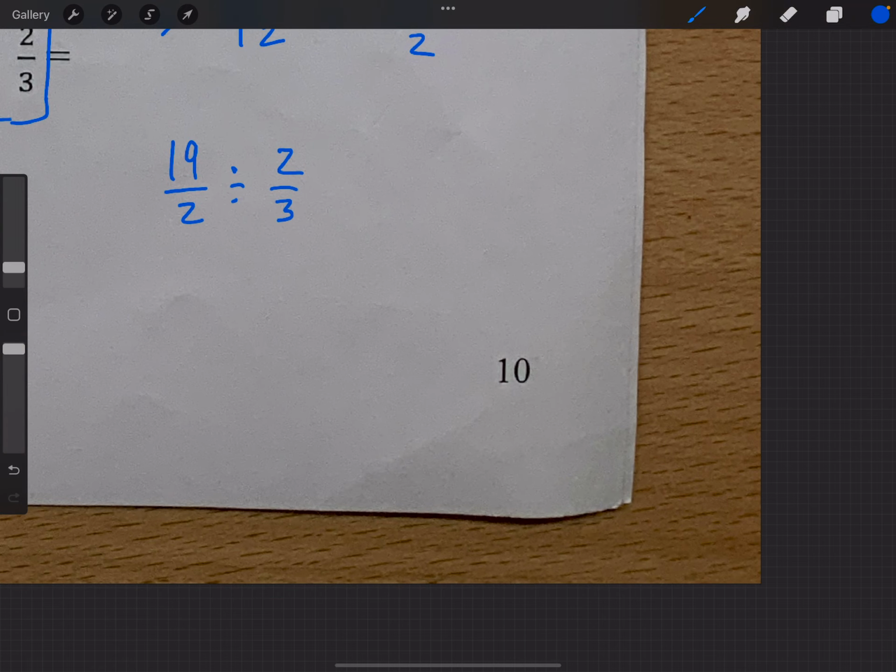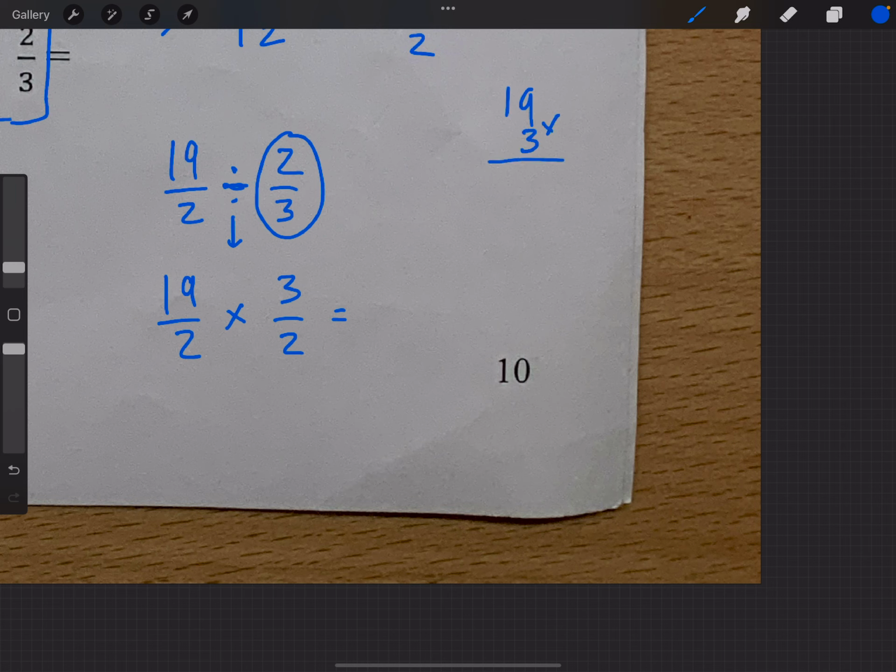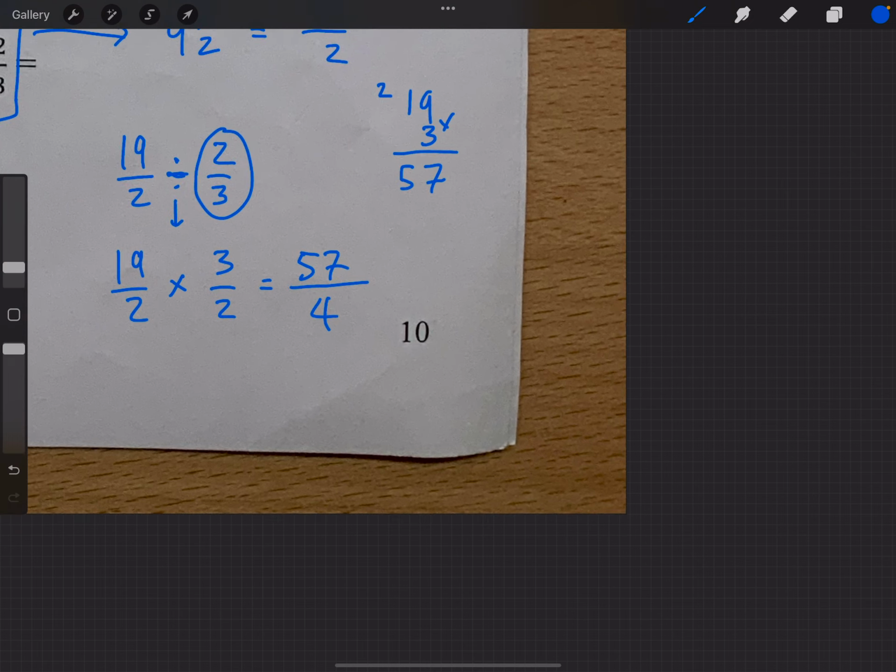Alright, so it's a divide question. When we do that, we just flip this upside down. So we're going to get 19 over 2, and this will be 3 over 2. And we change a divide into a times. Okay, can we simplify anything? No, we can't. So just multiply across. So 3 times 19, what's that? 3 times 9 is 27. 1 times 3 is 3, plus 2 is 5, so that becomes 57 over 2 times 2, which is 4. So the answer is 57 over 4.